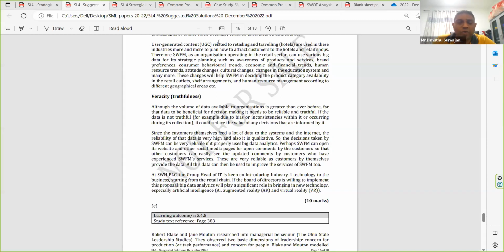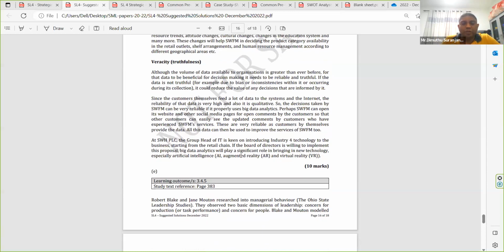Perhaps SWFM can open its website and other social media pages for open comment by the customers, so that other customers can easily see the updated comments by customers who have experienced SWFM services. These are very reliable, and as customers by themselves provide the data, all this data can then be used to improve the service of SWFM too.